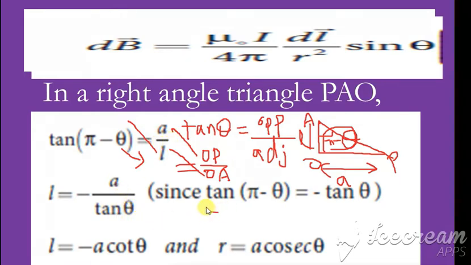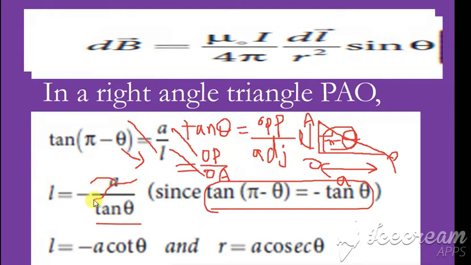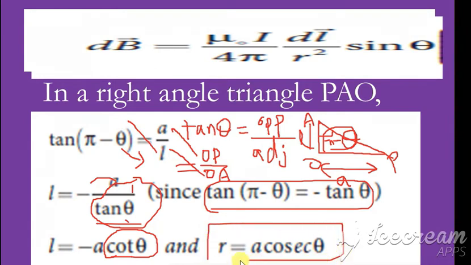Now this tan(pi minus theta) can also be written as minus of tan theta. So I am writing as minus tan theta alone. Now this A you can write separately. This you consider as 1 by tan theta. So this is 1 by tan theta. What is the value of 1 by tan theta? It is cot theta. Now so we have got the value of L as minus A cot theta. Same way we are going to find what is the value of R, taking the next triangle.